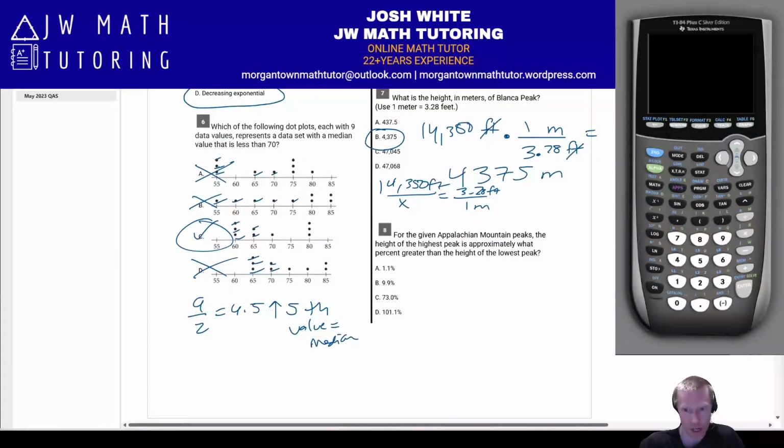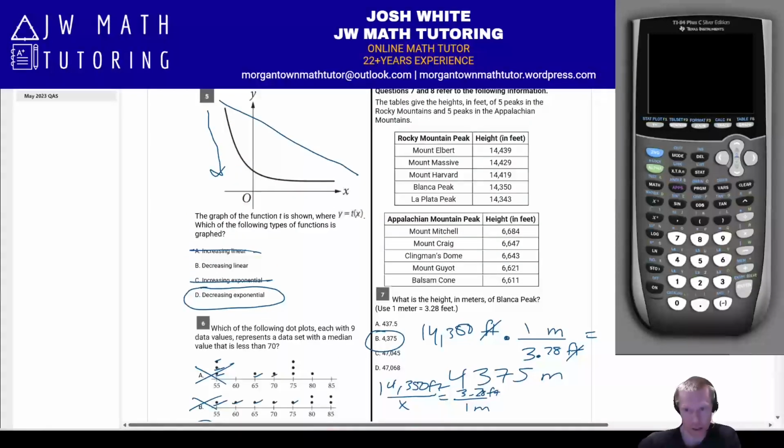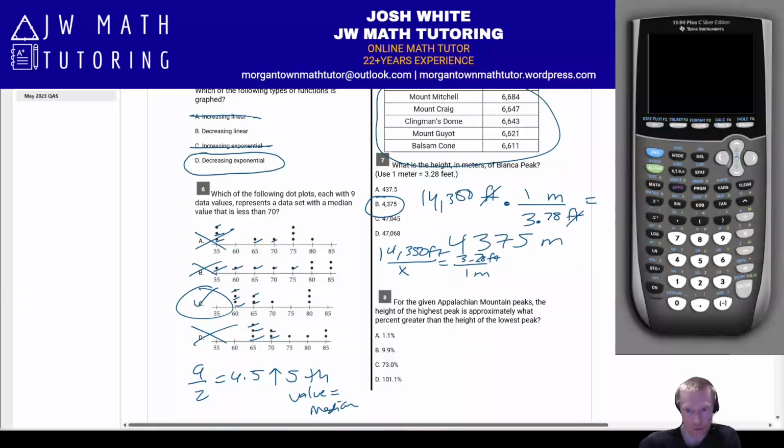Now for question number 8, here they want to know the highest peak for the Appalachian mountain ones. So notice that's the second group right here. They want to know what percent greater it is than the lowest peak.